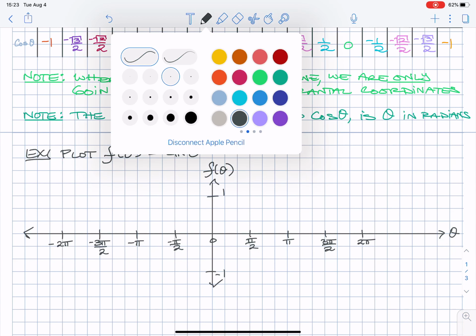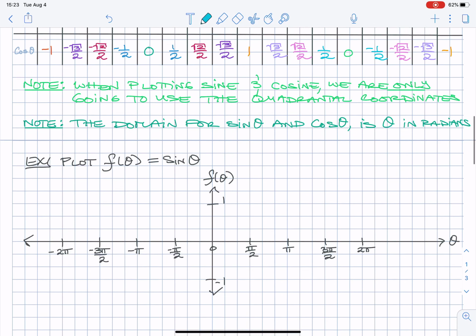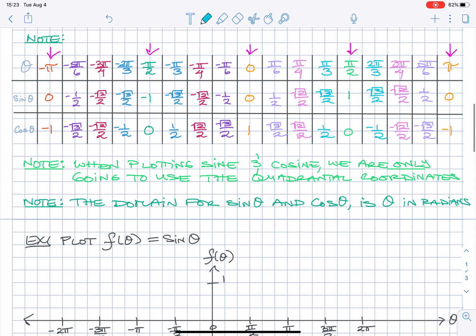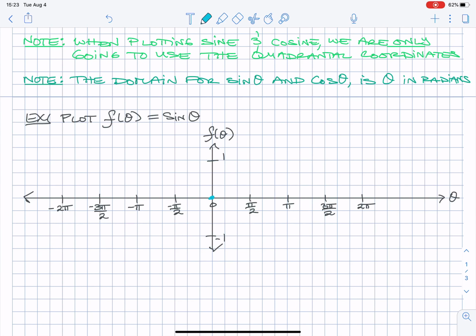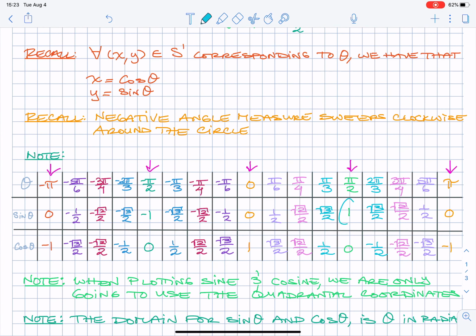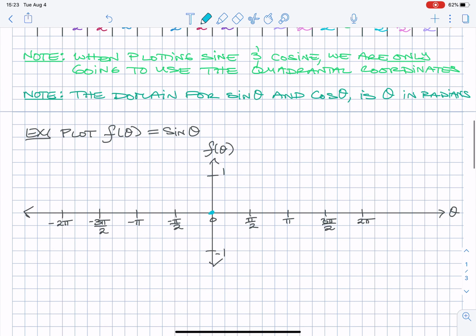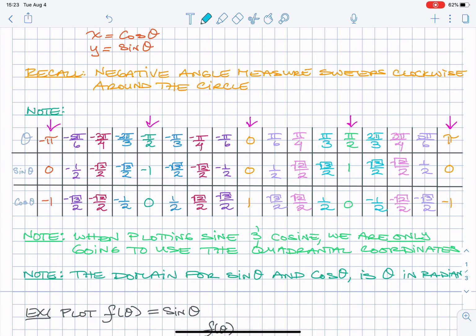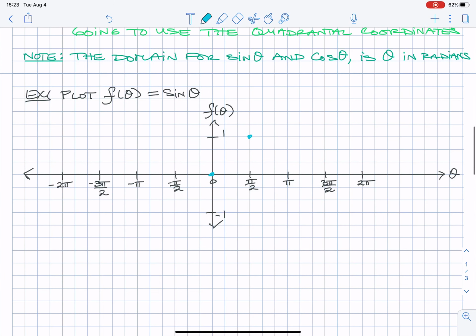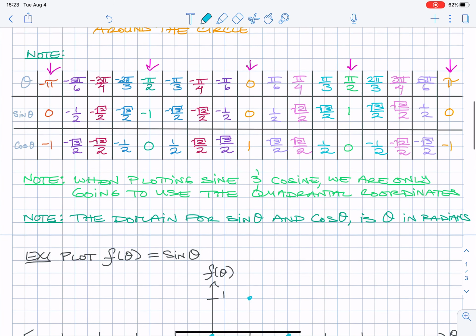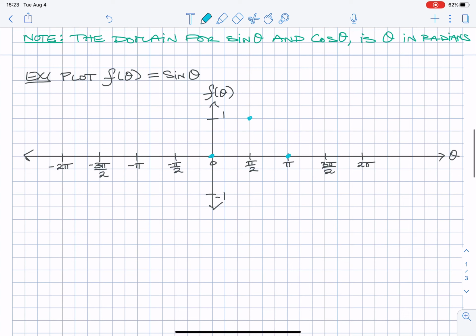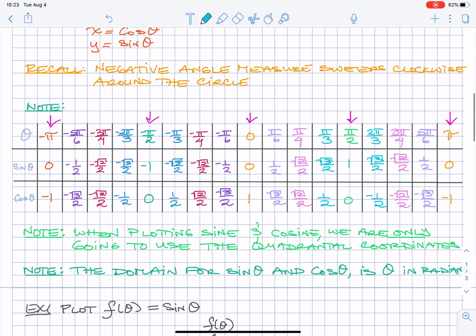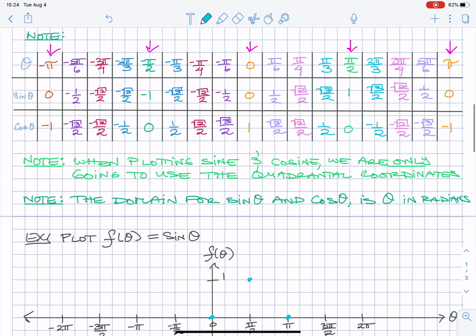Okay, so let's look at sine of theta. So at 0, sine is 0. So I've got the point 0, 0. At pi over 2, sine had a value of 1. So I go to the right pi over 2 and up to 1. At pi, sine had a value of 0 again. But let's go backwards. At negative pi over 2, sine had a value of negative 1. Okay. But then at negative pi, sine had a value of 0.